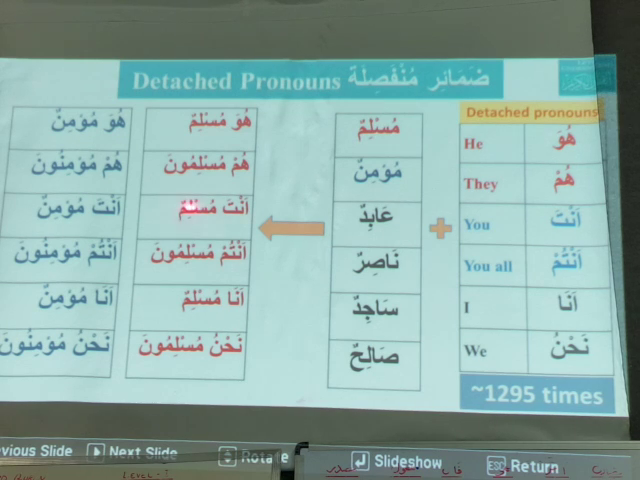Okay. Similarly, huwa mu'min, he is a believer. Hum mu'minun, they are believers. Anta mu'min, you are a believer. Antum mu'minun, you are believers. Ana mu'min, I am a believer. And nahnu mu'minun, we are believers.